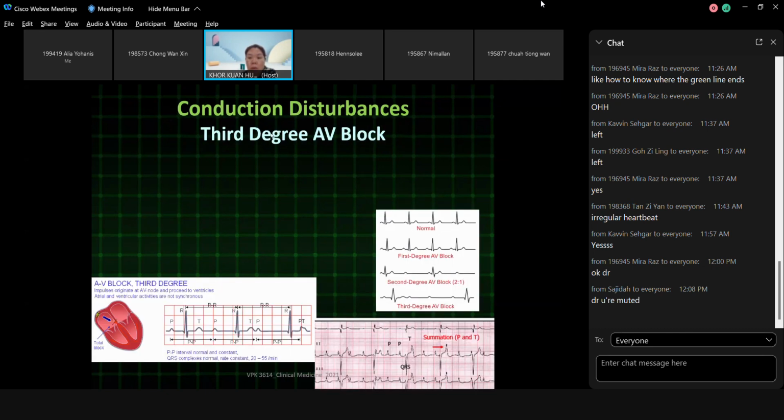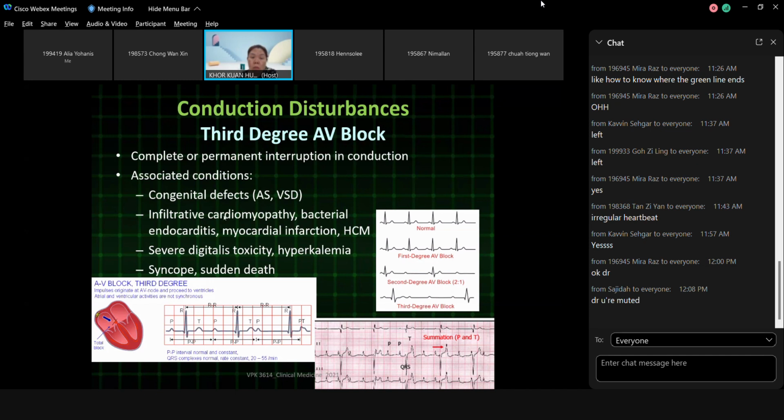Third degree AV block, which is this one. It's telling us that there's a complete or permanent interruption in the conduction. It can be because of a congenital defect. So you get puppies coming in, you do an ECG trace, and wow, you get a shock. So a young animal with this kind of ECG trace can have an atrial defect, a ventricular septal defect. This is atrial septal defect, ASD, not AS.